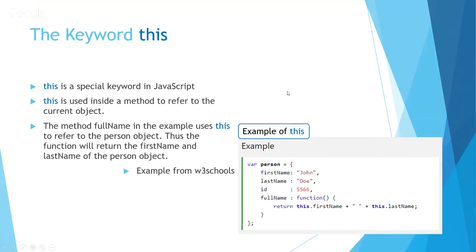The keyword this is a special keyword in JavaScript. It's used inside methods to refer to the current object. If you're using it outside of a method, it refers to the global object, which is the window. The method fullName in the example uses this to refer to the person object. Thus, the function will return the first name and last name of the person object. So when it's called on this person, it will return the first name and last name combined in a string.